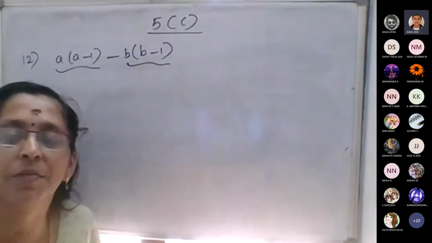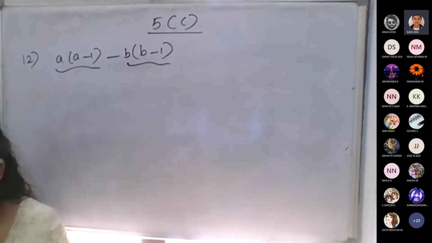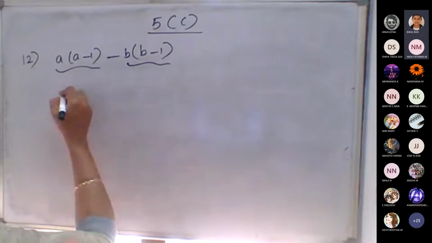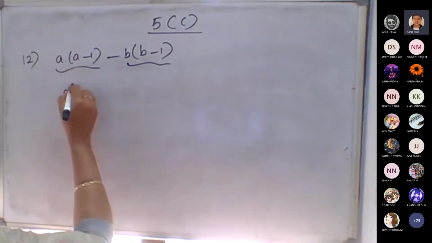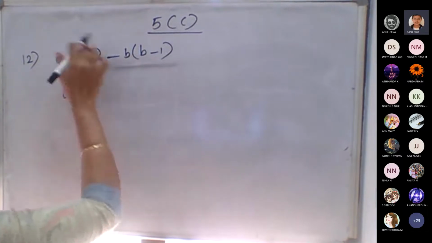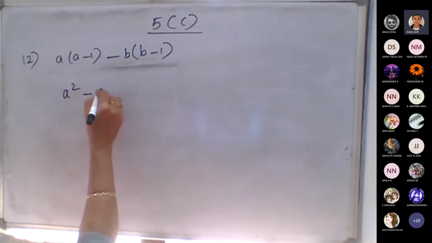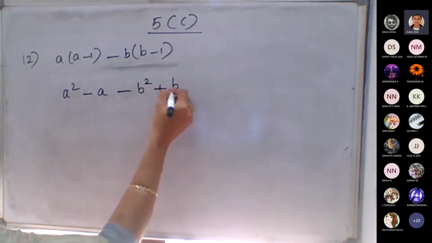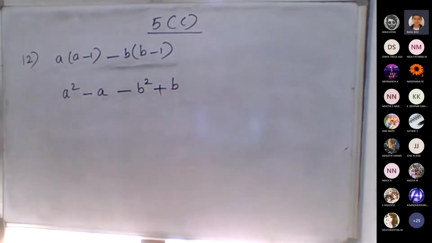These two have nothing common and we can't take it. We have to expand that, change the bracket. So a square. We can't take common, so we will change the bracket. So a square minus a minus b square plus b. Okay.